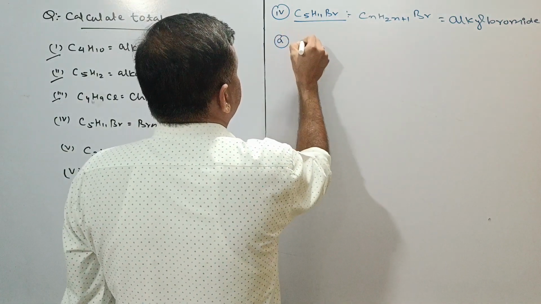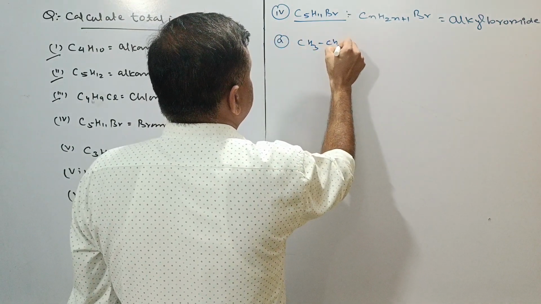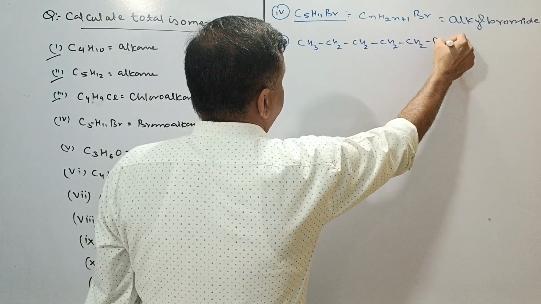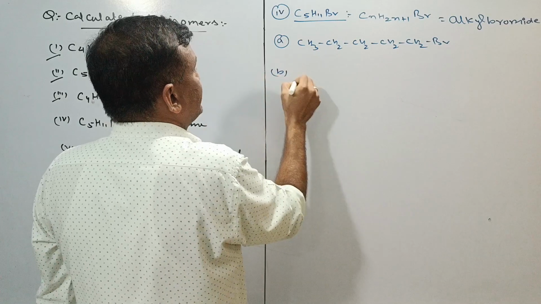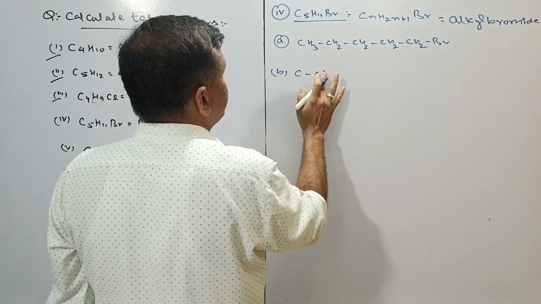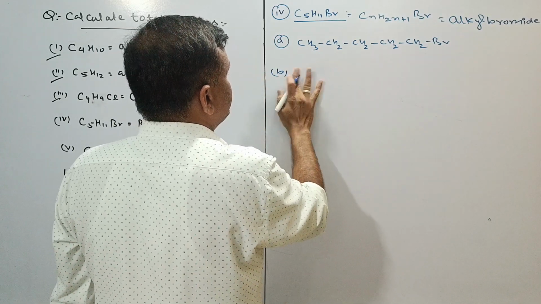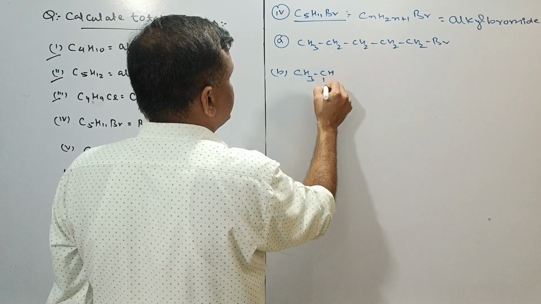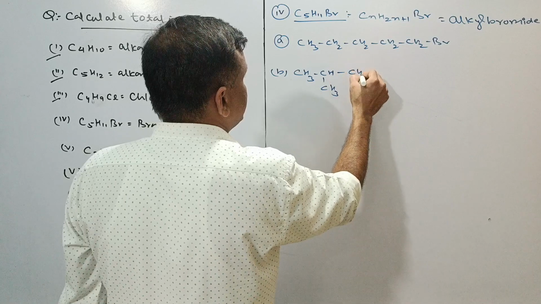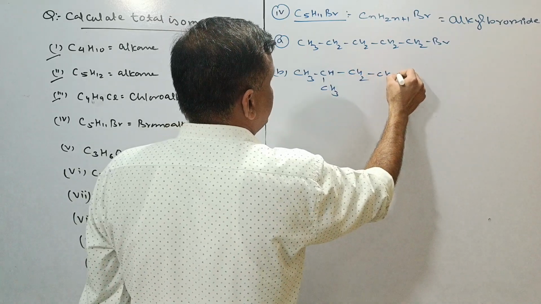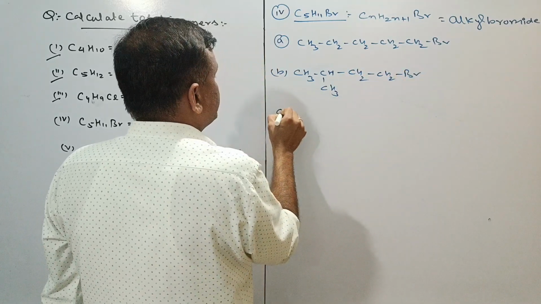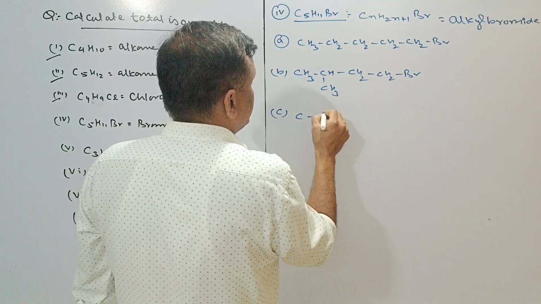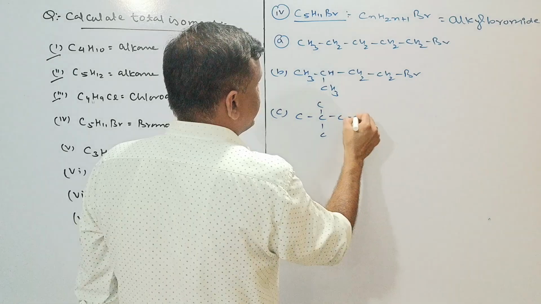This is the n: CH3, CH2, CH2, CH2, and this is the Br. Second is your iso. This is the iso structure: CH3, CH, CH3, CH2, CH2, and this is the Br. Third is your neo. This is the neo structure.